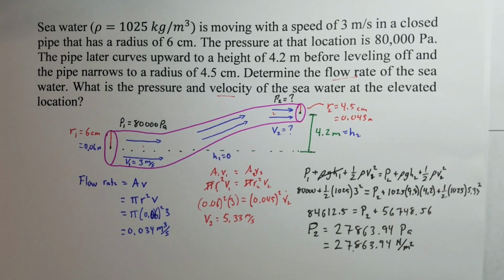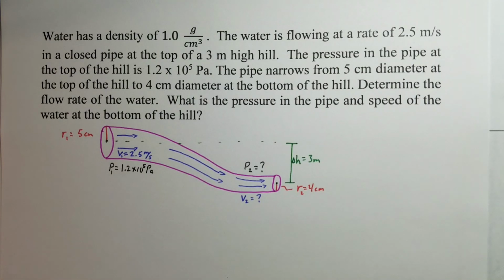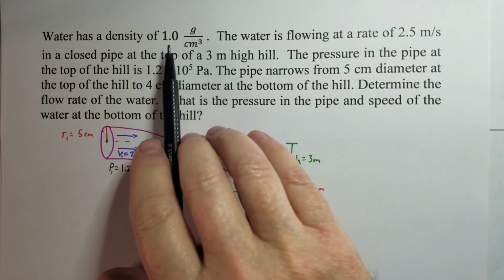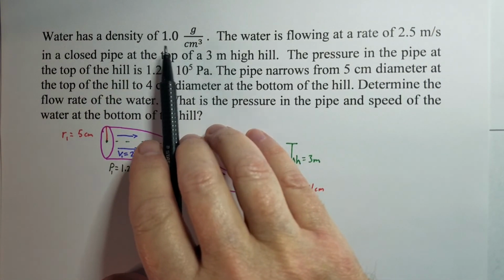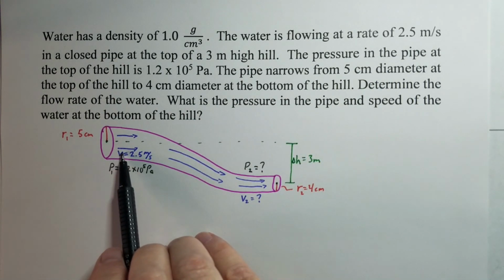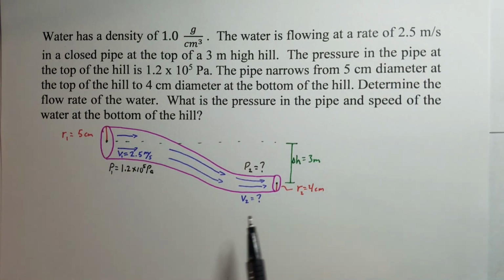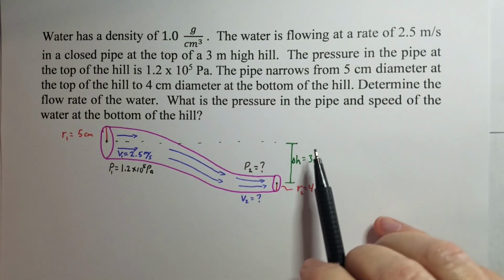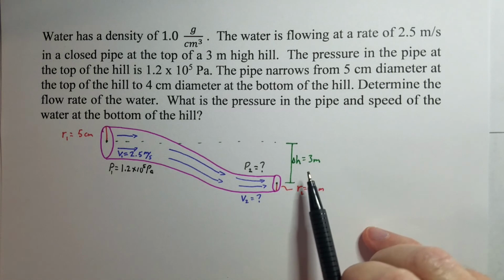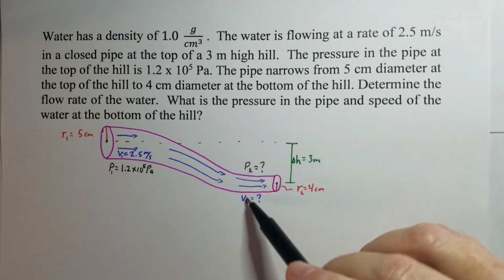Okay, so what happens if the water is falling downhill in a closed pipe instead of uphill? So let's see what one of those looks like. So here's a situation where we have the density of water, and this is plain water. It's flowing at 2.5 meters per second at the top of this incline. The radius of the pipe is 5 centimeters at the top. Radius next down to 4 centimeters at the bottom. And it drops a height of 3 meters. And we've got to figure out the pressure and speed in the lower section this time.